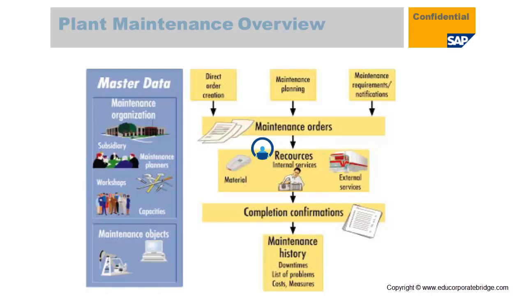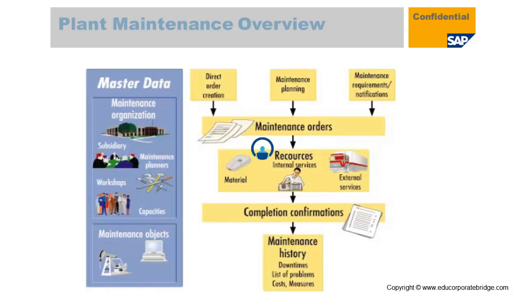Once the master data is available in the system, you have to create a maintenance order. Again, there are different kinds of maintenance orders, like preventive maintenance, breakdown maintenance, and refurbishment orders, that come under the maintenance order. Then you have to assign the appropriate resources to capture the cost, whether it is internal, material, external, services, or subcontracting work.